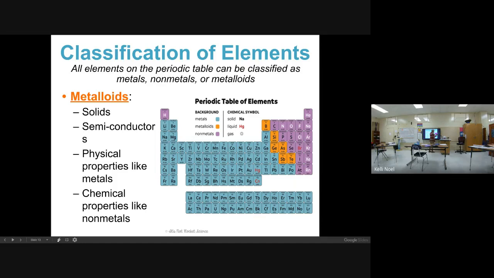5A is arsenic and antimony. And then 6A is tellurium, I can't say it right. And then, like I said, sometimes you would see polonium and astatine colored in. This particular image doesn't have them. But those have physical properties like metals, but chemical properties like nonmetals.